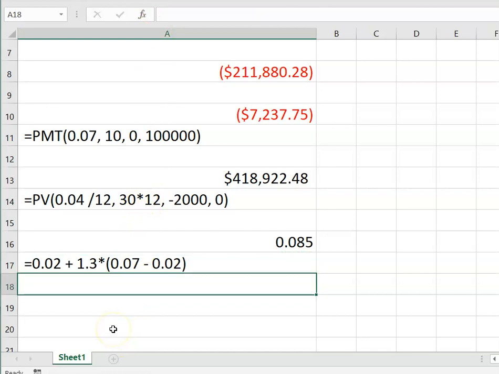Don't forget to do the round functions when you do this. Okay, I'll continue and do a few more in the next video.